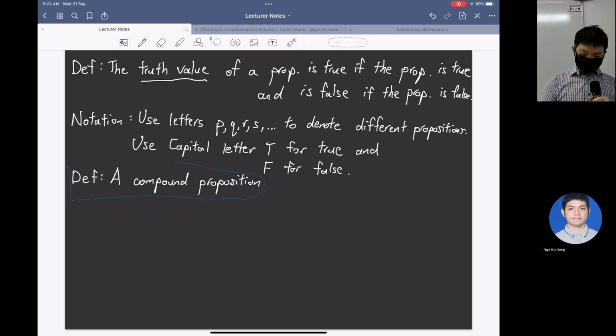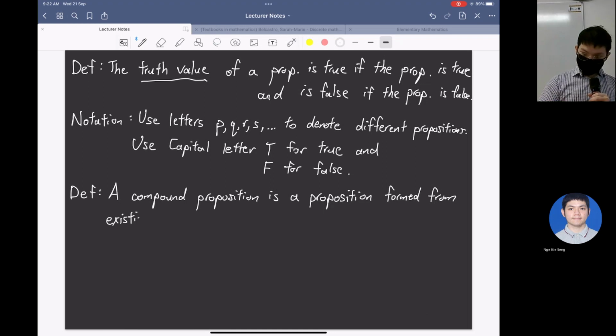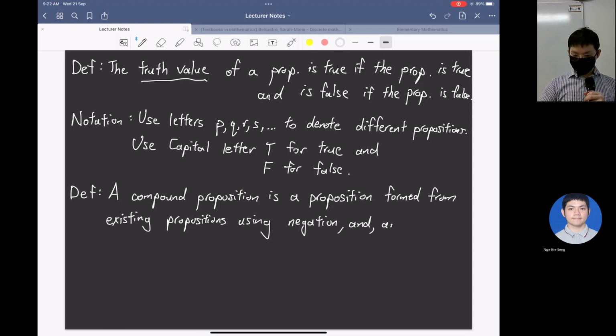Okay. A compound proposition. So what's the compound proposition? First of all, it is a proposition. Okay, first of all, it is a proposition formed by using the existing propositions using negation and, or. When I write down this definition, actually, I haven't defined what negation is and and or is. Right. But I will do it later. Now, I mean soon. Okay.